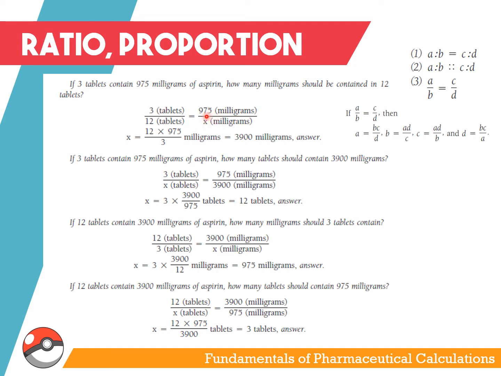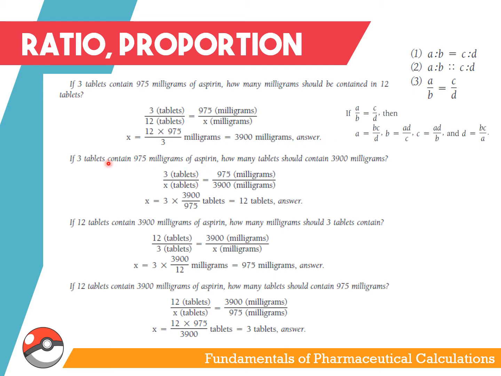How do we find x? In this formula, that is D. So D is equal to B times C over A. This is B, this is C. So it became 12 times 975 divided by 3. And the answer is 3,900 milligrams. Okay. So let that sink in.